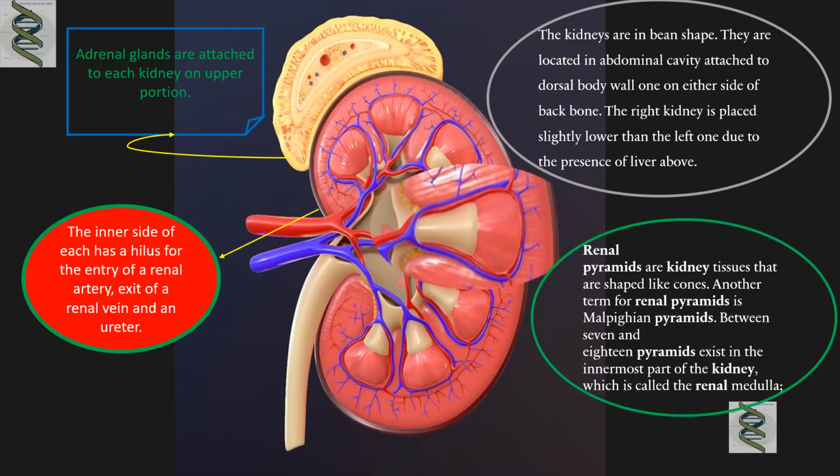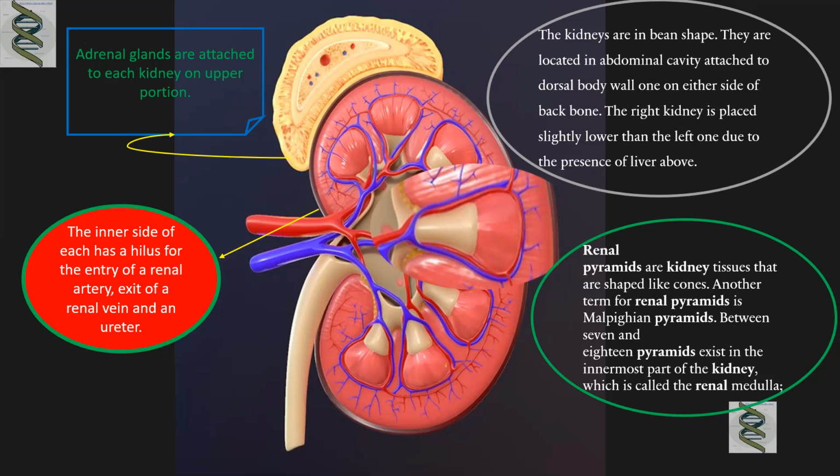The inner side of each kidney has a small notch-like structure called the hilus. The hilus is the space for entry of the renal artery, which brings oxygenated blood with high impurities to the kidneys, and also the space for exit of the renal vein and the ureter. We know that the renal vein carries deoxygenated blood with fewer impurities to the heart for further actions.